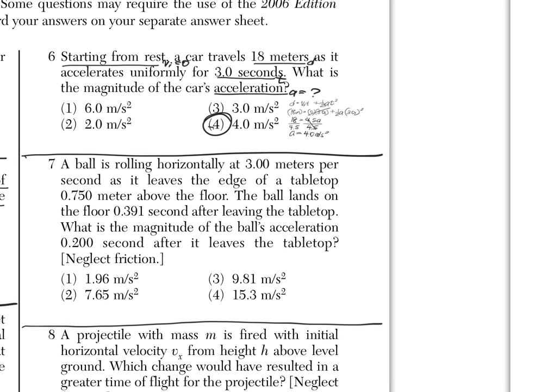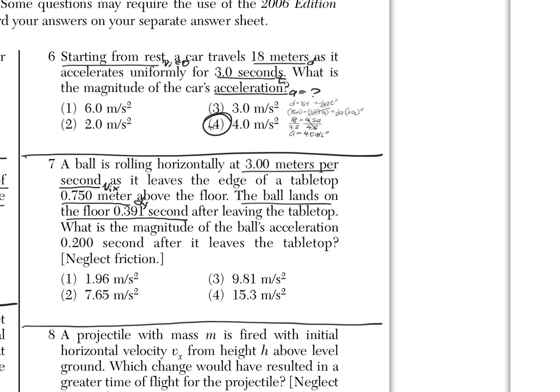So if it's a horizontal projectile, I probably want to set up a table for projectiles, but let's see what we have. 3 meters per second rolling horizontally off of a table, so that's the initial x velocity, leaves the edge of a tabletop 0.75 meter above the floor. So not only is that a displacement, that is a y displacement. The ball lands on the floor 0.391 seconds after leaving the tabletop.